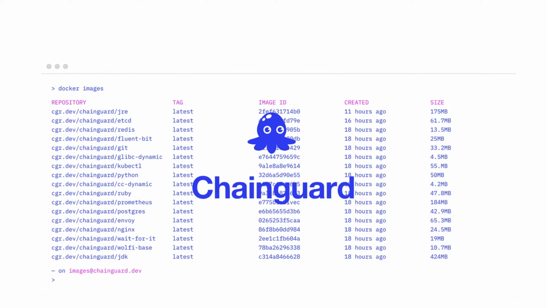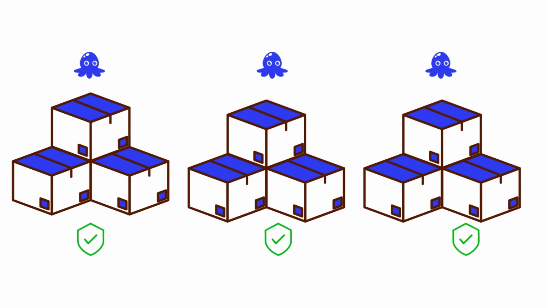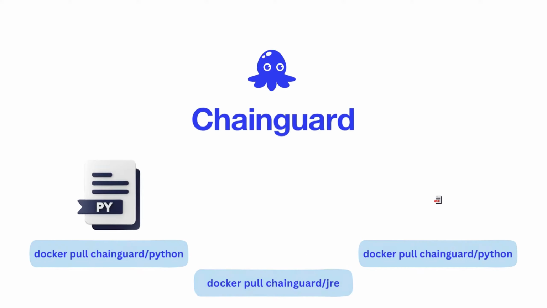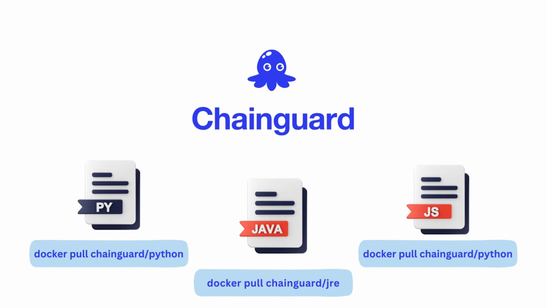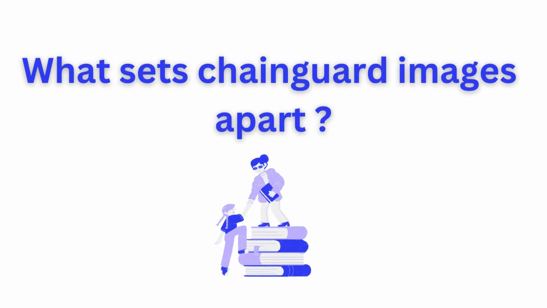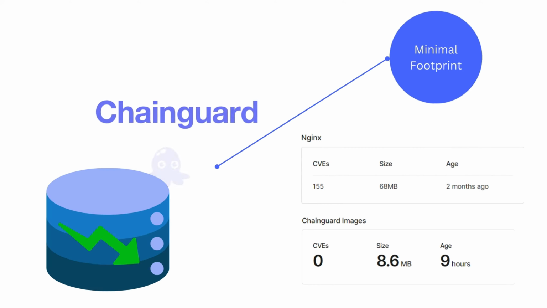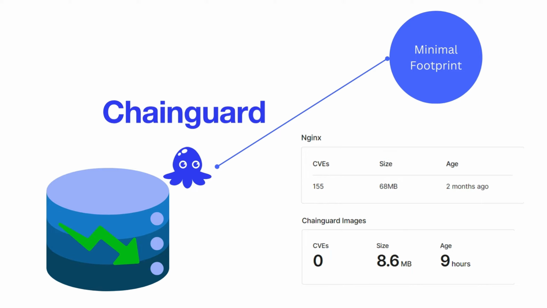So, what are Chainguard images? Chainguard images are pre-built container images designed with security in mind. They are based on popular languages and frameworks like Python, Node.js, and Java, offering a secure foundation for your applications. Here's what sets Chainguard images apart. The first one is minimal footprint. They are much smaller than traditional images, reducing attack surface and improving deployment efficiency.